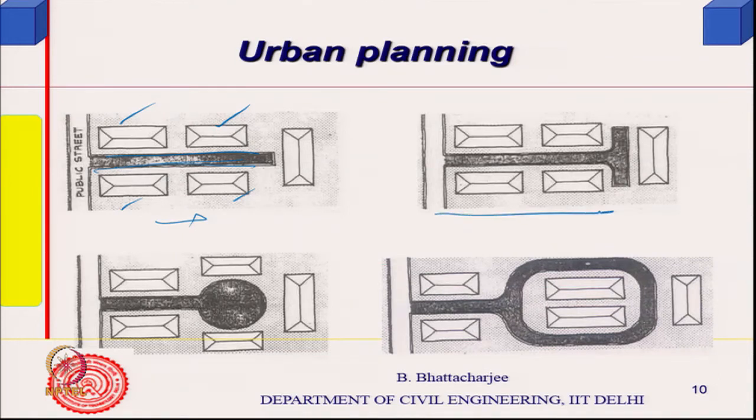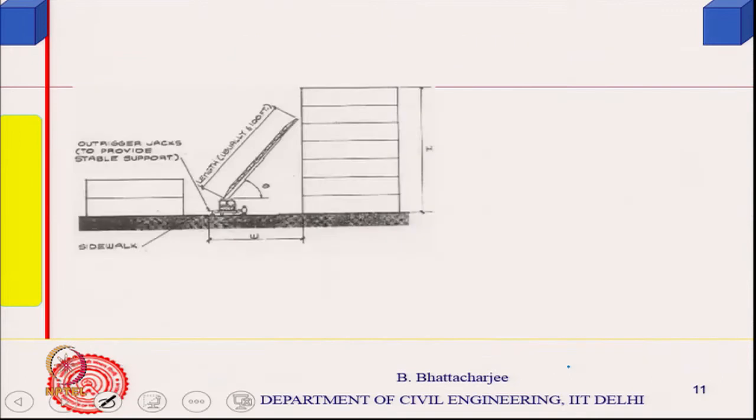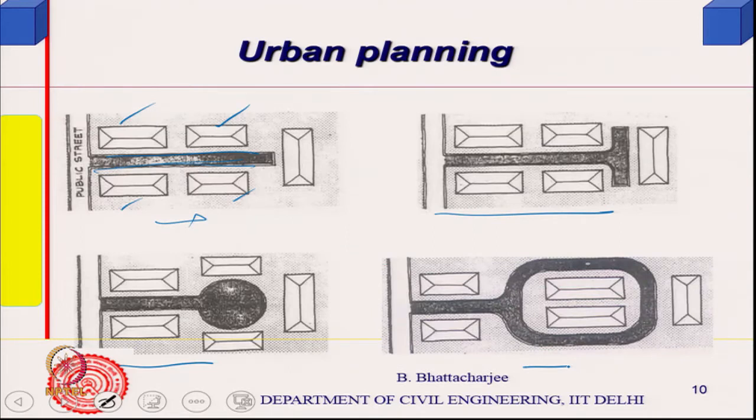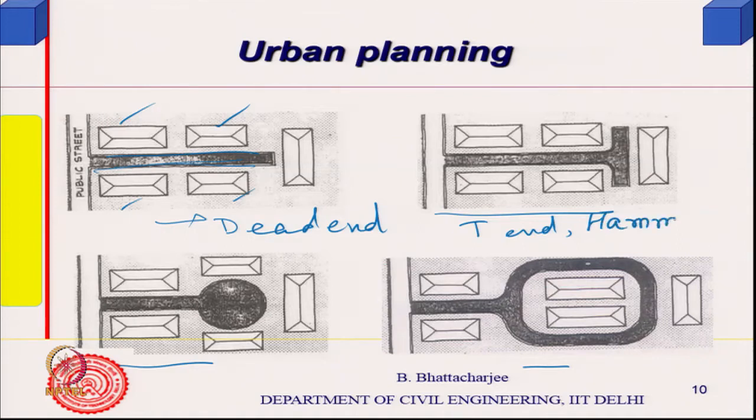This is what is called a T or hammerhead, and this is what is called a cul-de-sac. You have a roundabout here, and this is what is called a loop street. So, this is called a dead end road, this is a T end or hammerhead, this is a cul-de-sac where you have a roundabout and might have a garden in between, and this is a loop street.